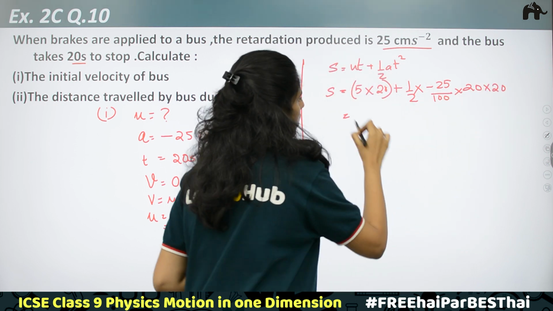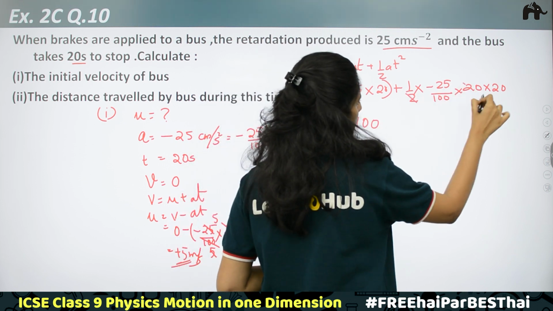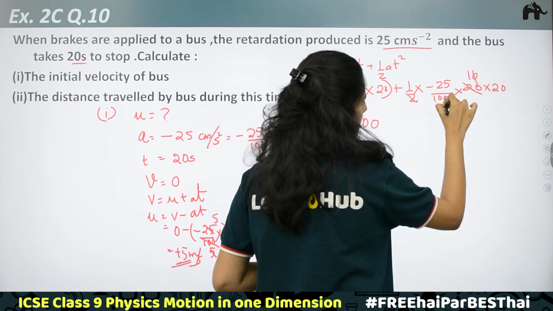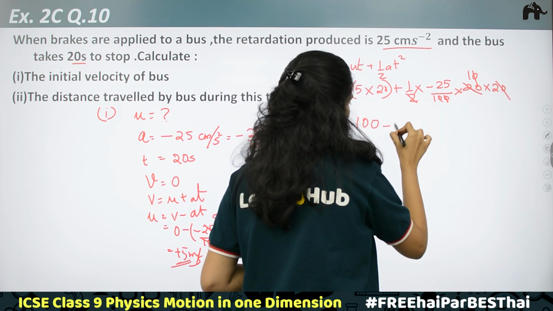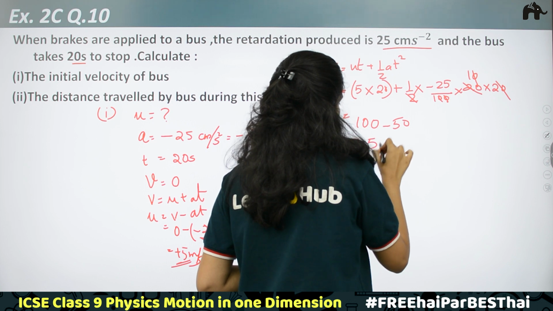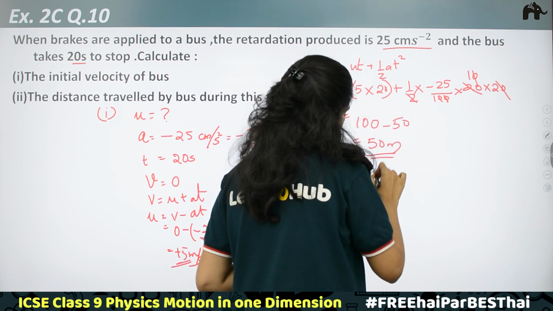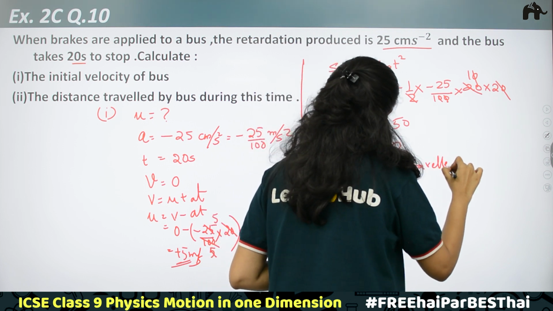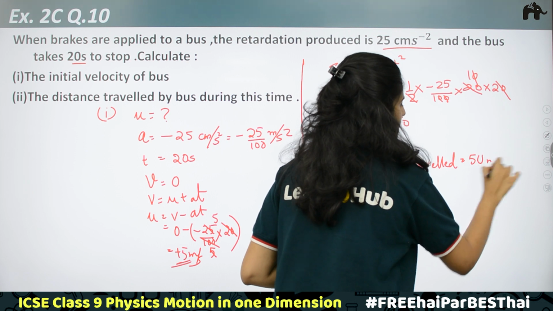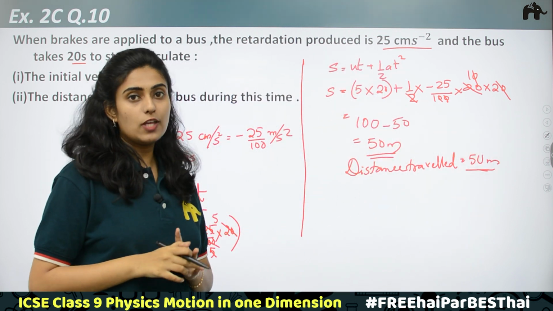5 into 20, that is 100. 2 and 20 cancel, we get 10. Zeros can be removed. Then you have minus 25 into 2, which is minus 50. You will be getting 50 meters. So distance travelled is equal to 50 meters. So we have determined the distance travelled and the initial velocity of the bus.